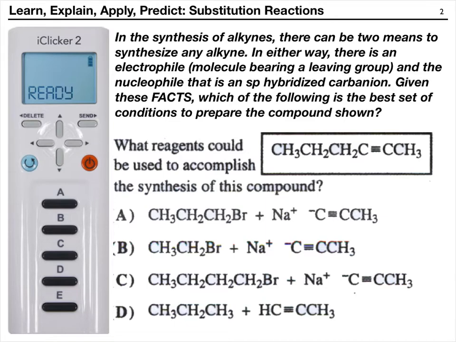That is an sp hybridized carbanion. So a carbanion, it's a carbon anion, so a carbon bearing a lone pair, which is overall negative charge. Given these facts, which of the following is the best set of conditions to prepare this compound?